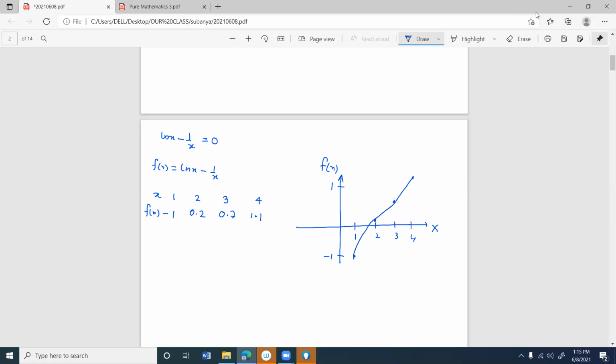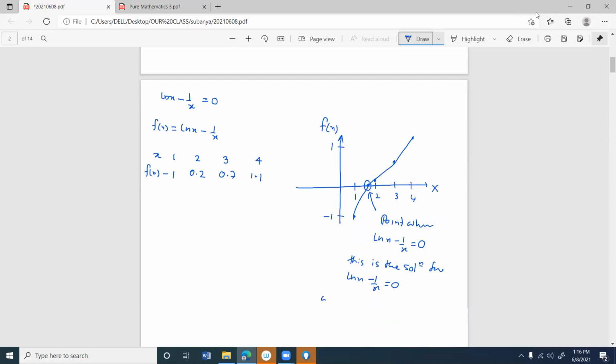Now you can see this is the point where it meets the x-axis. So this is the point where ln x minus 1 over x is equal to 0. At that point only the y value becomes 0. That means ln x minus 1 over x equals to 0. So in this case, this is the solution for ln x minus 1 over x equals to 0.